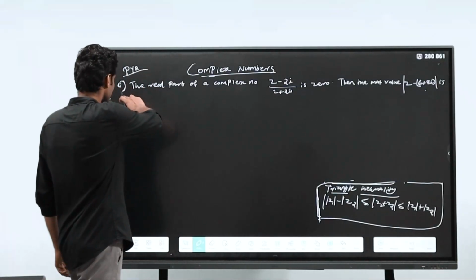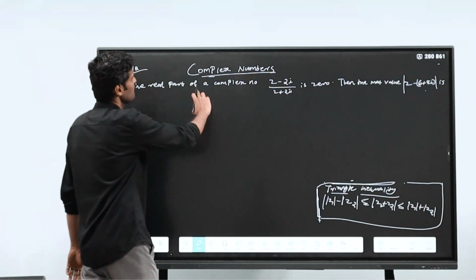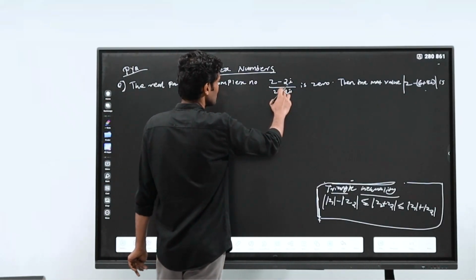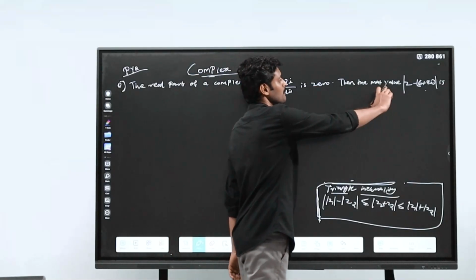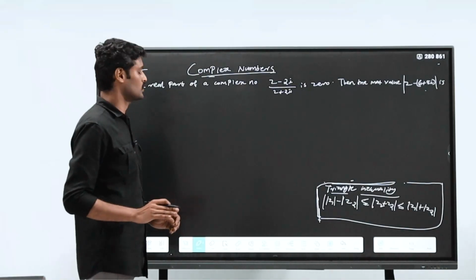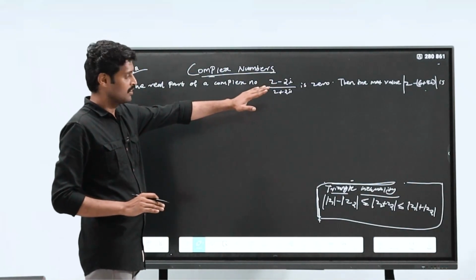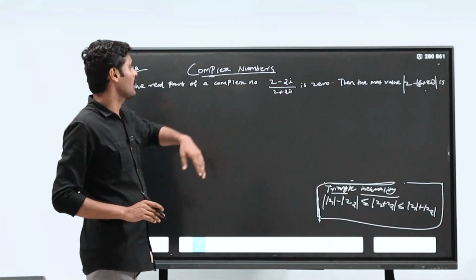Okay, for the next question, this is a PYQ question. The real part of the complex number (z − 2i)/(z + 2i) is 0. Then the maximum value of |z − 6 + 8i| is? So this is the question. We need to find the maximum value of that modulus.